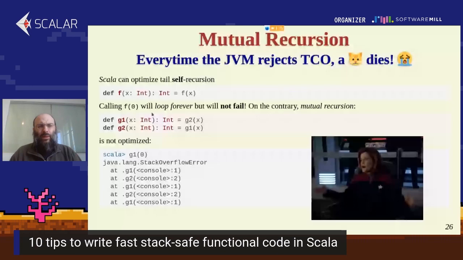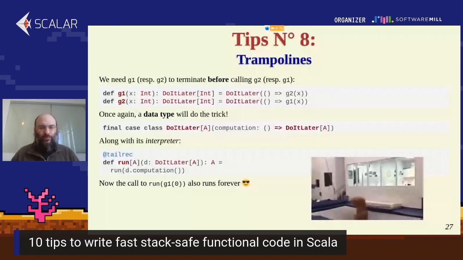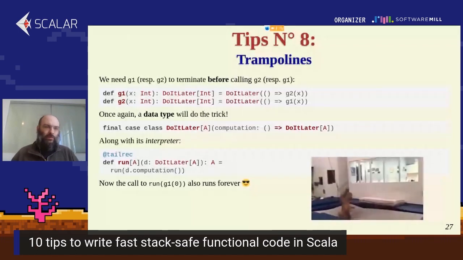But what will happen if actually we have two functions, like g1 and g2, and each function is calling the other one? g1 is calling g2, and g2 is calling g1. Just let's try. And it will fail on the stack overflow. But just why? I mean, what we had is we had to transform into CPS, we had to defunctionalize, and now we have a third thing that is the mutual recursion. So what can we do now? What we can do is trampolining.